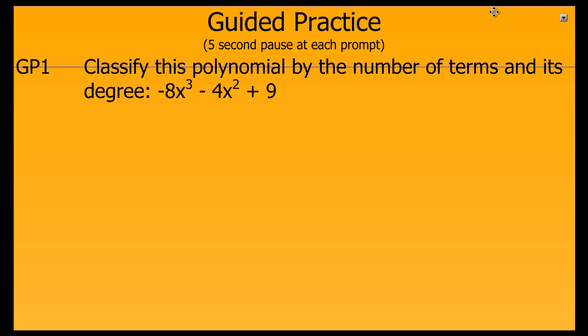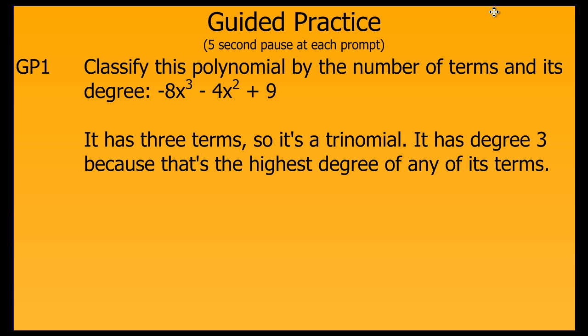What we're trying to do is classify this polynomial according to the number of terms and its degree. So how do we do that? We do that by counting the terms. In this case, 3, so it's a trinomial. Then we look at the degree of each term and pick the largest. In this case, negative 8x cubed has a degree of 3, so the polynomial also has a degree of 3.